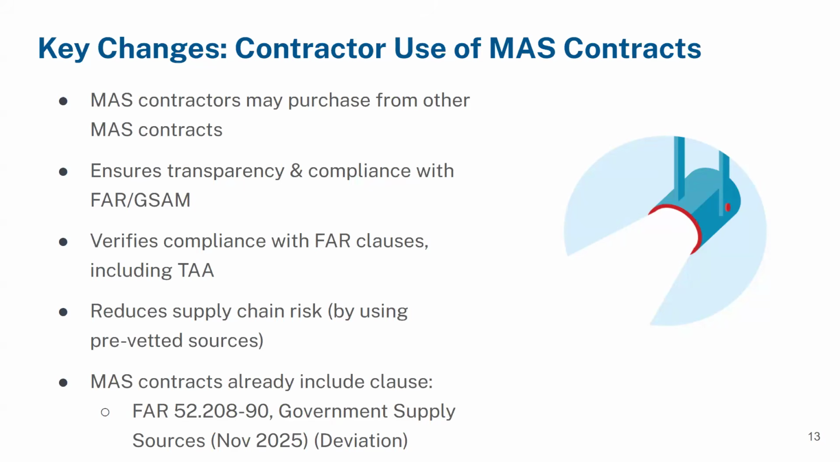Again, best practice for sure, giving the ordering activity a heads up as soon as possible too, right? As soon as the RFQ comes out, potentially give them the heads up. Hey, I'm going to use one of my colleagues' mass contracts to supplement using this guidance, or just confirming that they're aware and they're okay with that. But again, by default, it is permissible.